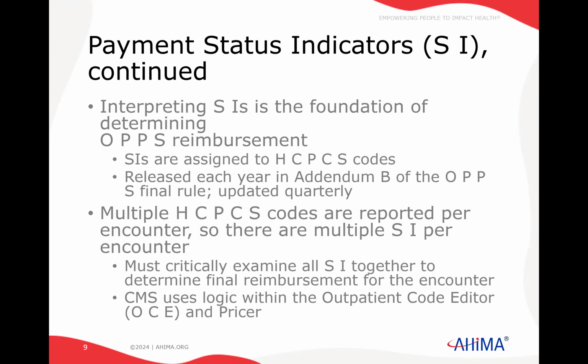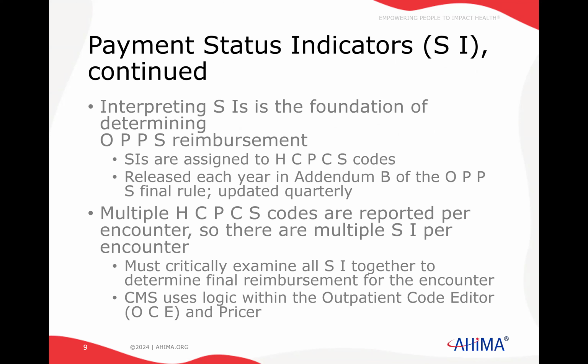Interpreting SIs is the foundation of determining OPPS reimbursement. SIs are assigned to HCPCS codes. These are released each year in Addendum B of the OPPS final rule, and it's updated quarterly.